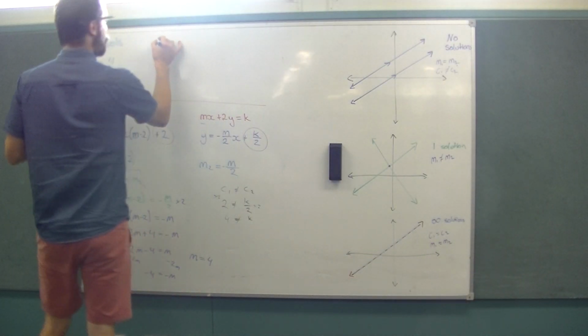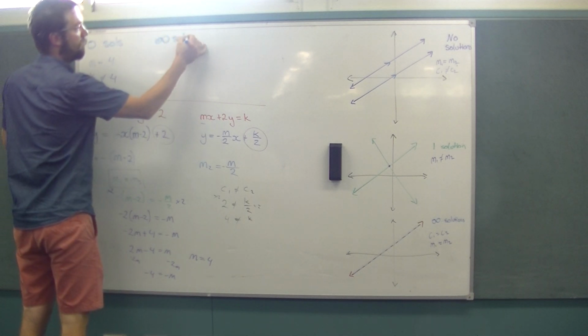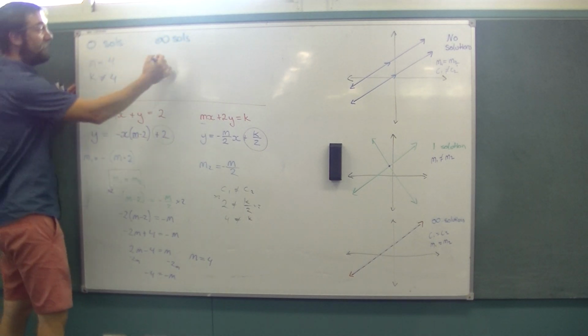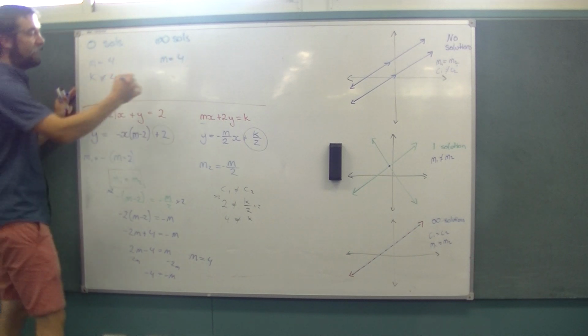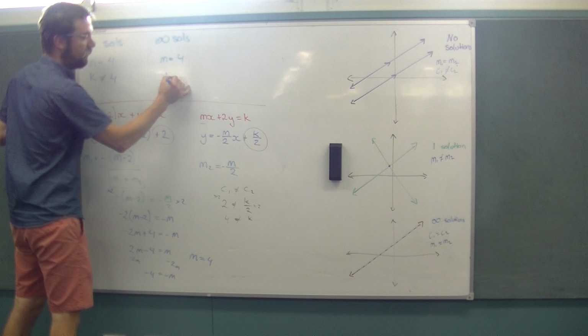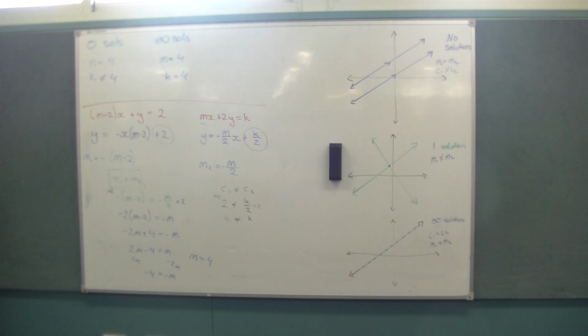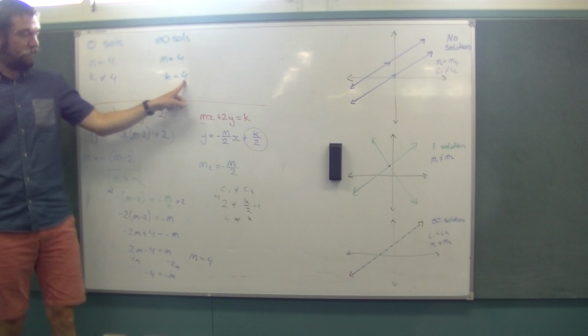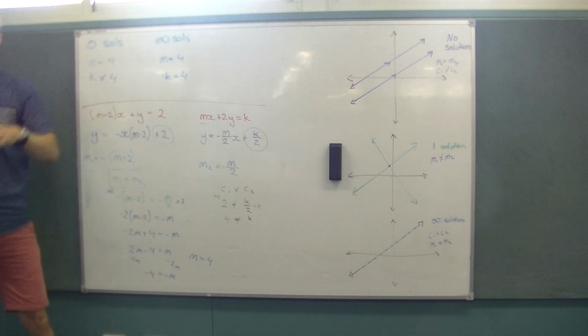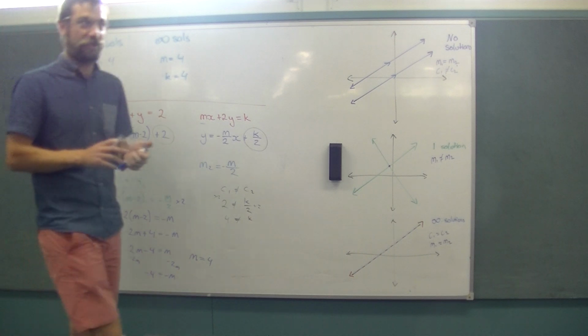What would the m and k values be for infinite solutions? k would be the same, wouldn't it? m equals 4 to make them parallel, and then I'd make the y-intercepts the same as well, so that the 2 lines are on top of each other. The y-intercept in the first equation is 2, and k divided by 2 makes the y-intercept. So k has to equal 4 for there to be infinite solutions.